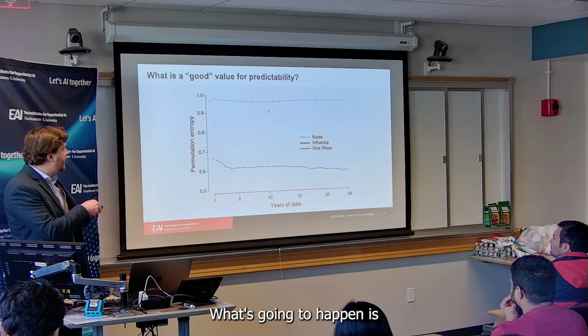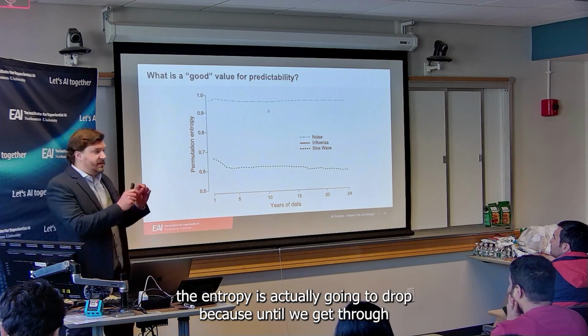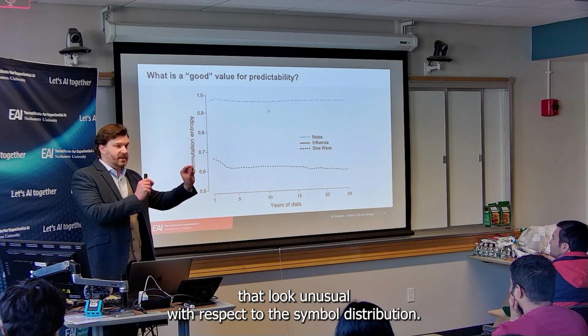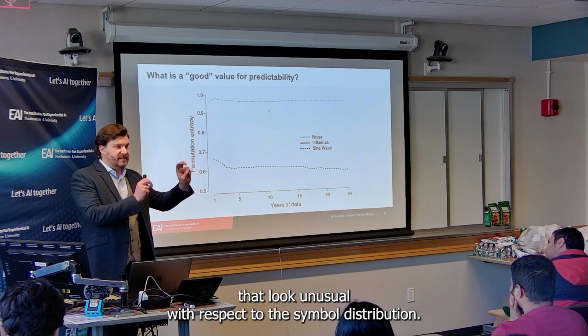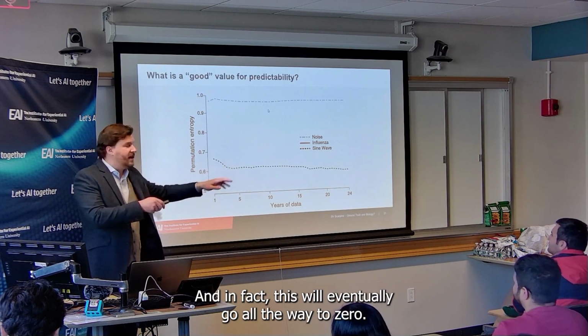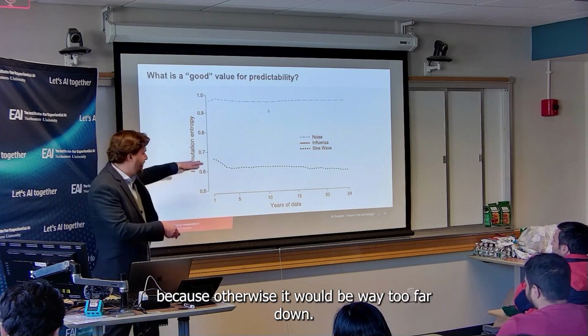For a sine wave, what's going to happen is the entropy is actually going to drop, because until we get through a full cycle of the sine wave, we're going to be seeing lots of things that look unusual with respect to the symbol distribution. And then as soon as we get through one full cycle, we won't see anything. And in fact, this will eventually go all the way to 0. I've corrupted this with a little bit of white noise because otherwise it would be way too far down.